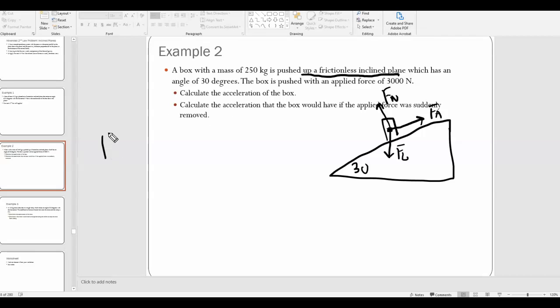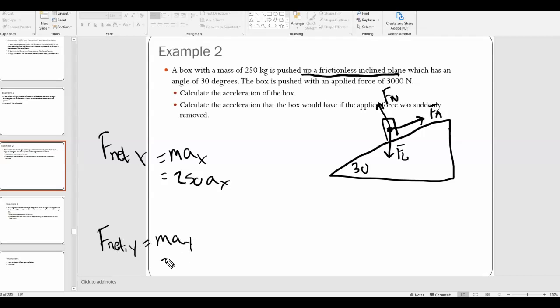Before I even look at the questions, I'm just going to do my setup. F net x equals max. Is it accelerating in the x direction? I don't know, probably, so I'm just going to leave that in there. Although I do know for a fact that it's not accelerating in the y direction. We've talked about that before. So may is equal to 0. I write down the sum of the forces. So now I have to think what force is acting in the x direction. Well, FA is completely in the x direction in my rotated coordinate system, plus I have FGX. And in the y direction I have FN and FGY.